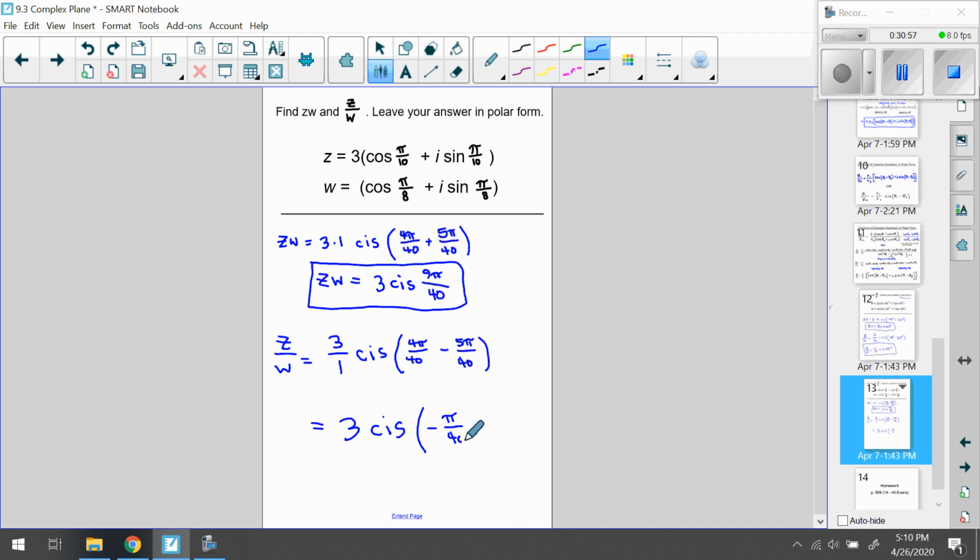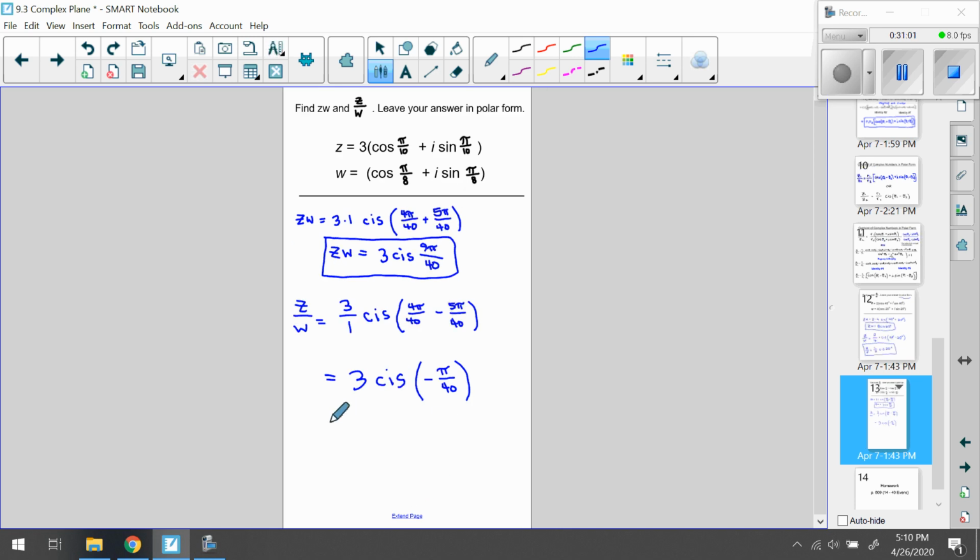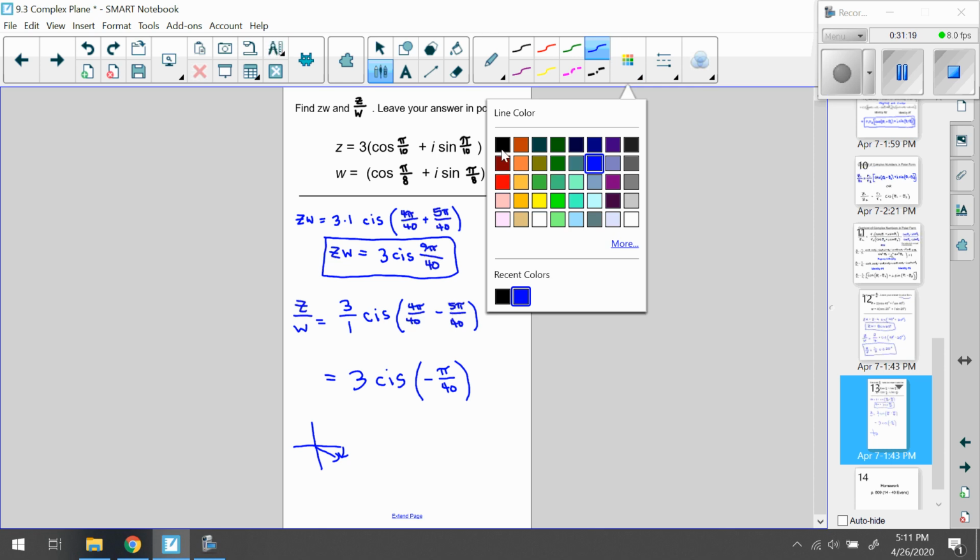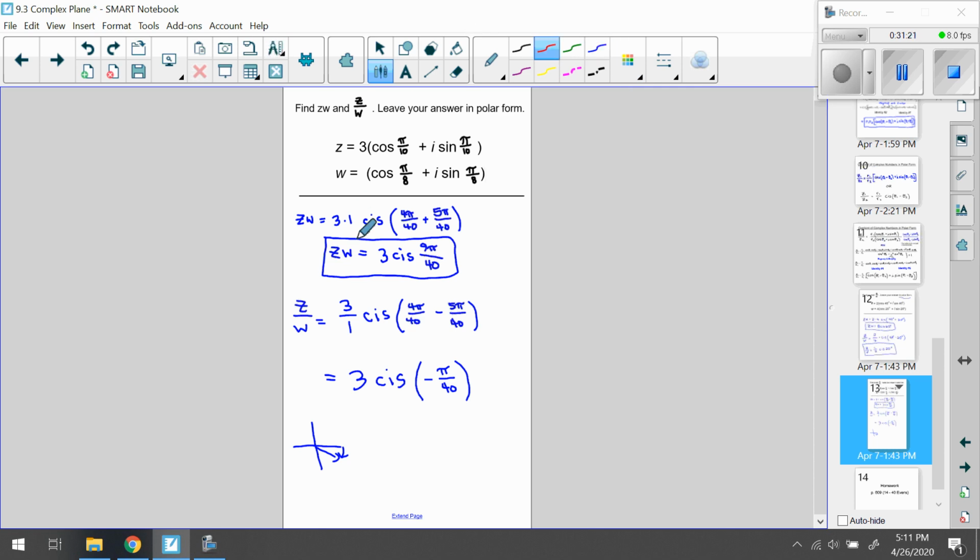Now, an argument could be had, is this an okay answer? The book actually does not give any answers with negative angle values. So I don't think it would be wrong if I left it this way, but I'm going to go ahead and follow the book's lead. If I were looking at the angle negative pi over 40, it would look like this, right? And so I'm just going to give the positive version of that. So I want to give the angle between 0 and 2 pi. And I would encourage you to do the same. That's how I'm going to give my answers when you check those.